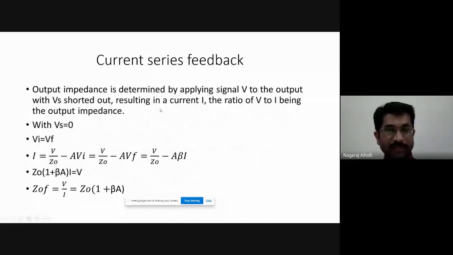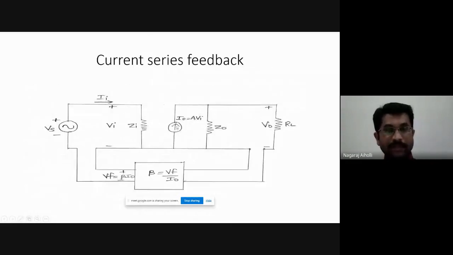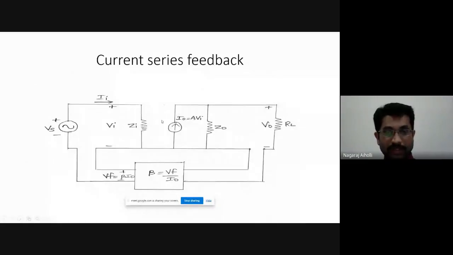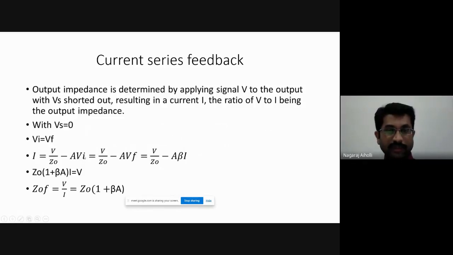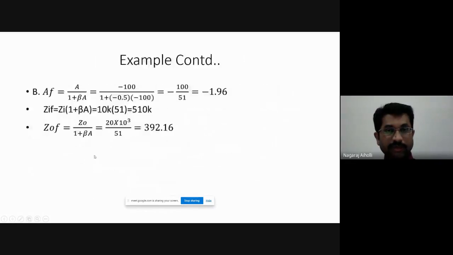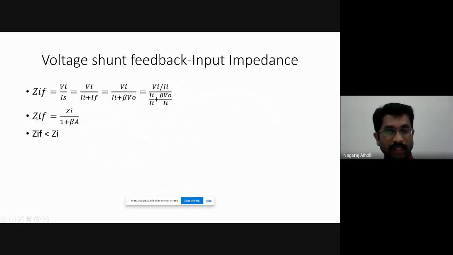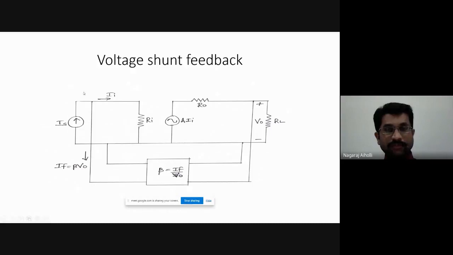In examination, they will ask like, derive the equation for output impedance of the current series feedback amplifier. Then you have to start from the basic circuit, draw this circuit, and then derive this equation. If they ask for the voltage shunt feedback amplifier, suppose they are asking the question on input impedance, then the question may be: derive the equation for input impedance with feedback for the voltage shunt feedback amplifier. In this way, the questions are asked on these topics.